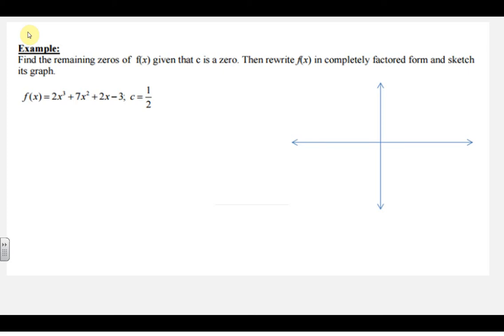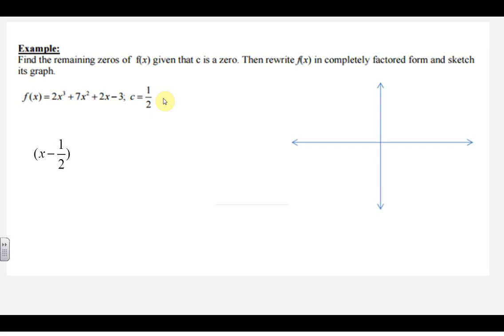So our goal is to find the remaining zeros given c is a zero, then rewrite in factored form and sketch a graph. If you look at that polynomial, you can't factor it. You can't factor by grouping. It won't work. But what they're telling you is c equals 1/2 is a root. That is a zero. So what was it before?